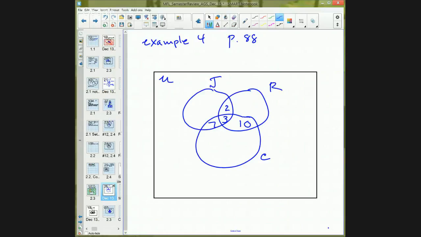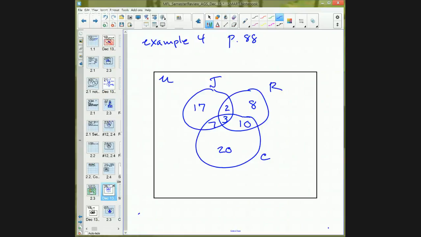Now we go to our singles. And we learn that 40 like classical. Well, we already have 20, so we need 20 to fill that one up to 40. 23 like rock. We have 15, so we need 8 more. And 29 like jazz. 12 plus 17 is 29.